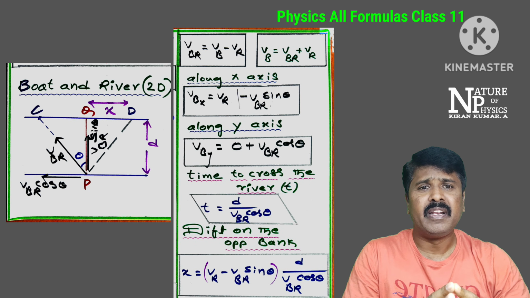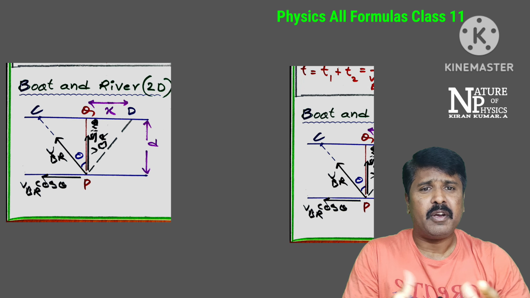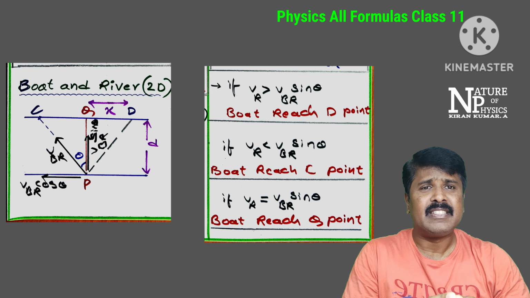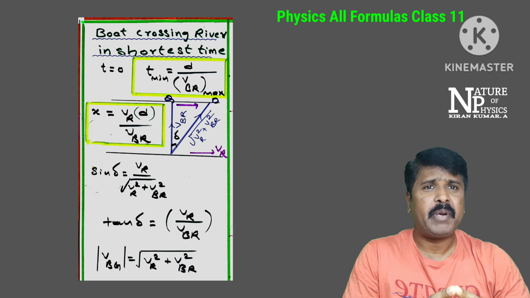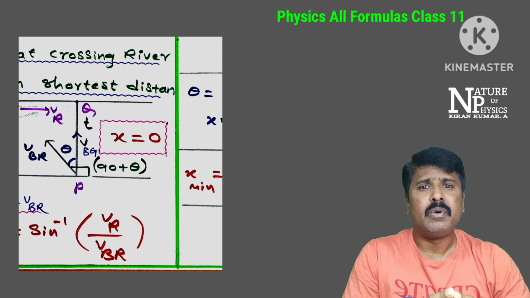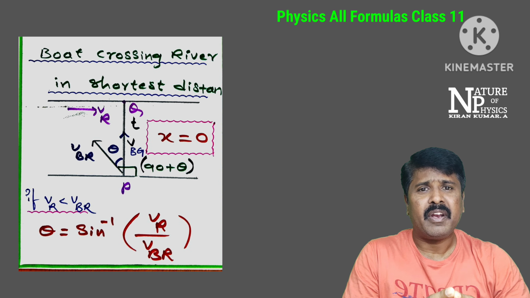Based on that we will get the horizontal component and vertical component, and also drift and time taken to cross the river, conditions to reach the minimum time, and opposite bank, and also shortest path applications are there, in which first one is minimum time to reach the boat given, and also delta given there, delta is the deviation angle, and also boat crossing the river in the shortest distance also clearly given there, relations and formulas.